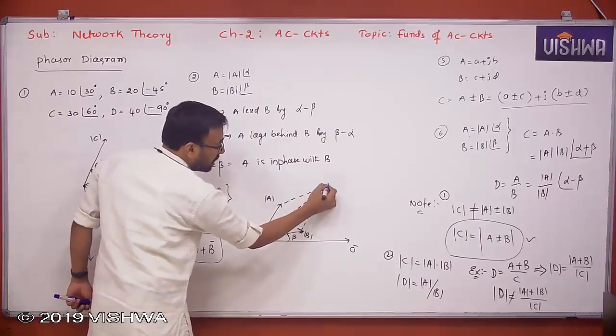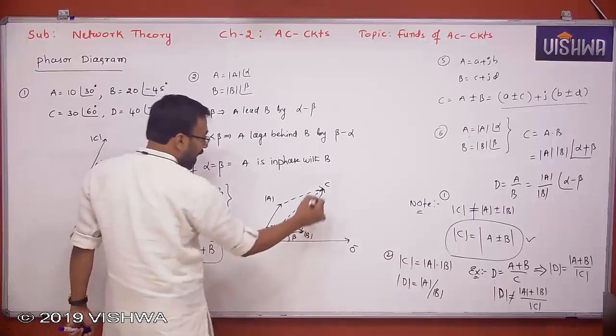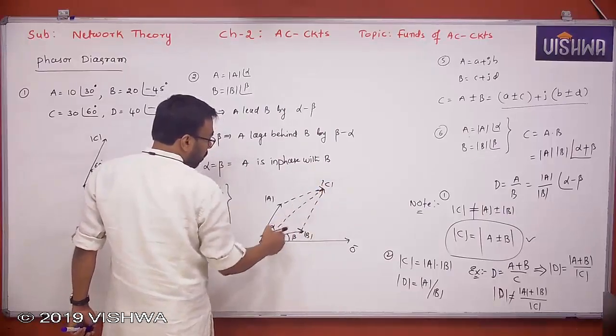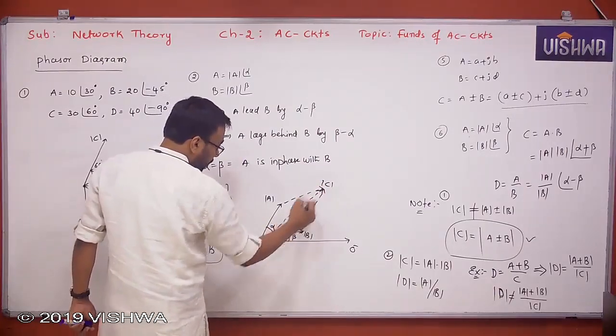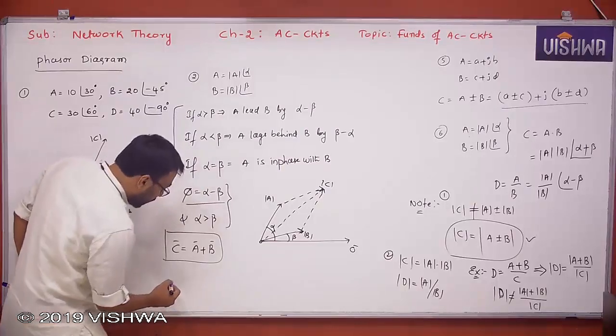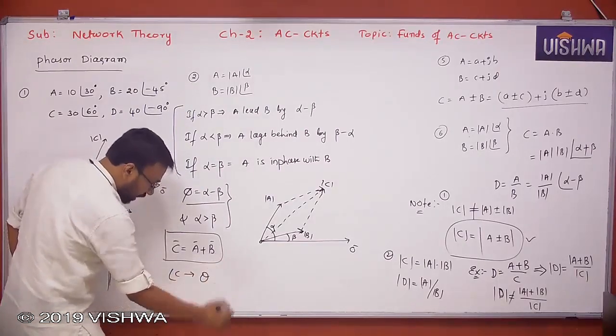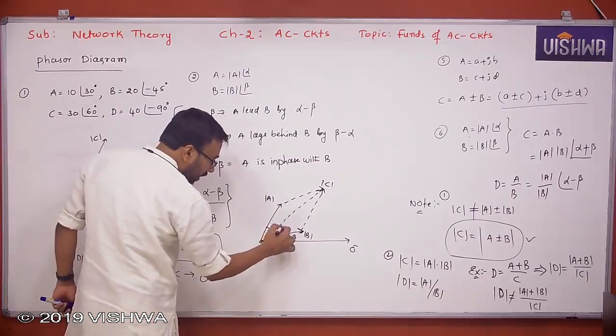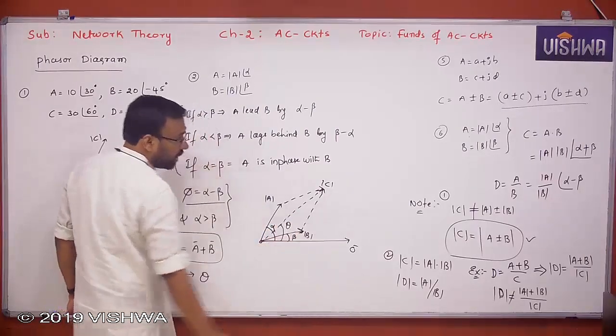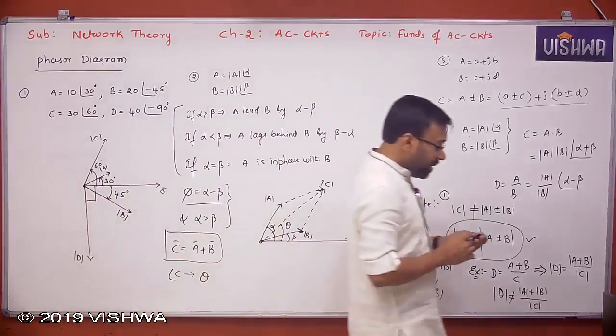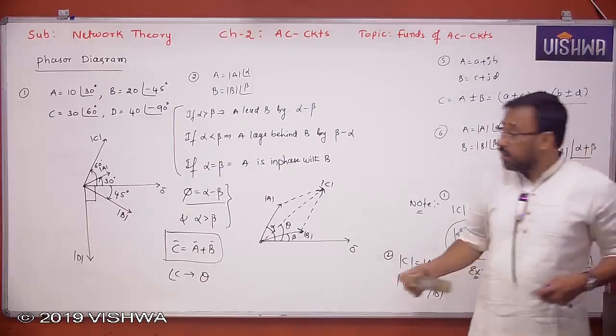So what is this now? This is C. The magnitude of C is written at the tip of the phasor. So how much angle has C made? The angle of C, let us say it is theta. Let us assume that. So this is making an angle theta. You understand? This is making an angle theta. Now from this, look at this, all of you.